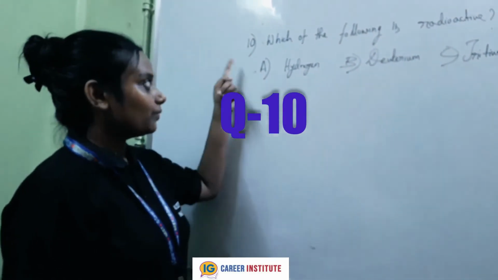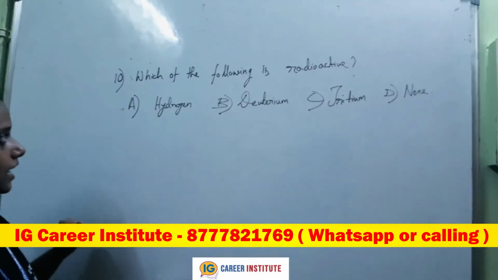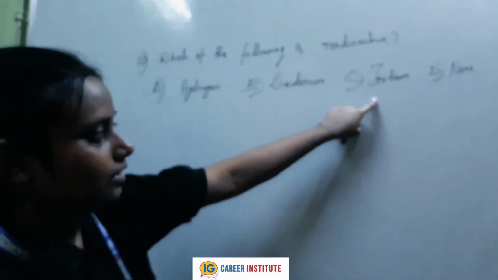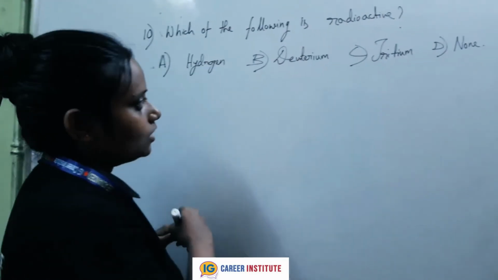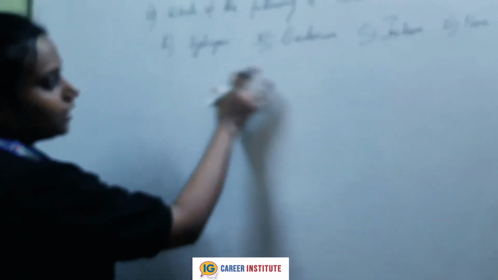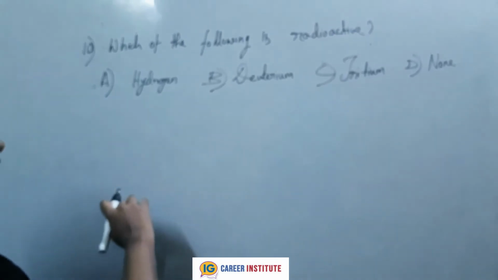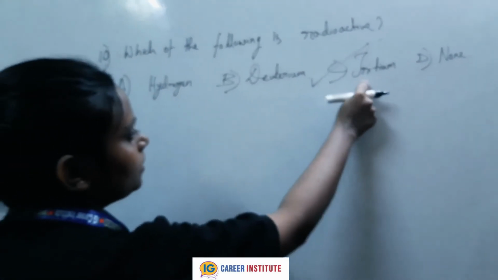Okay. So question 10 is, which of the following is radioactive? Now the options that are given, hydrogen, deuterium, tritium, these are all the isotopes of hydrogen, right? So the correct option, this is again a very straightforward question. Out of these 3 isotopes of hydrogen, tritium shows radioactive character. So tritium is the correct option.